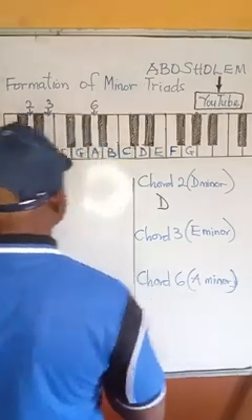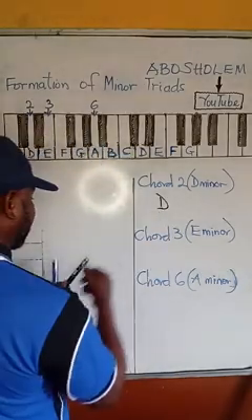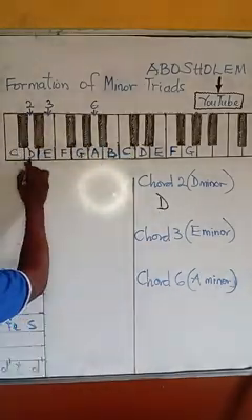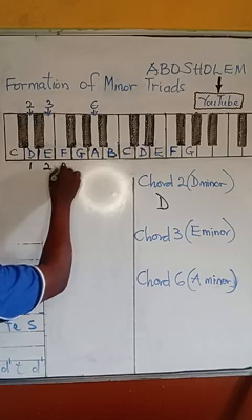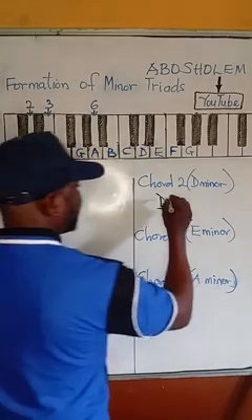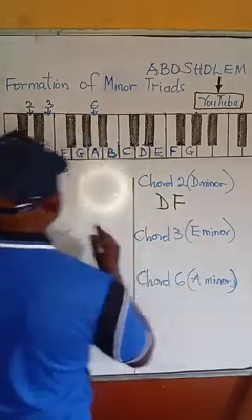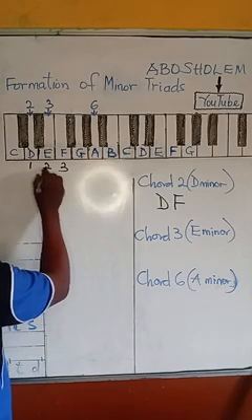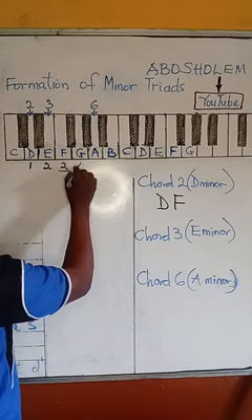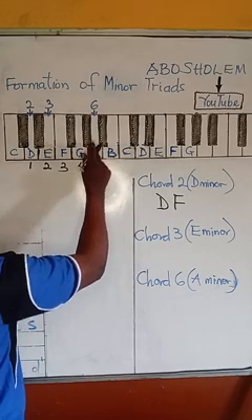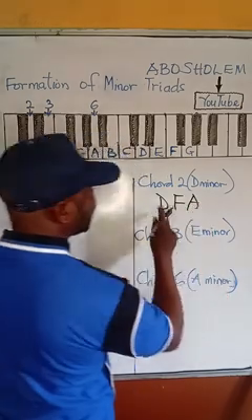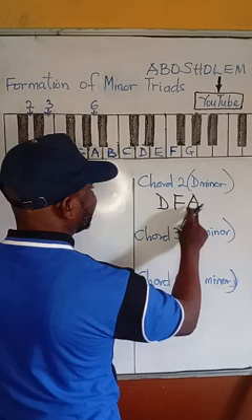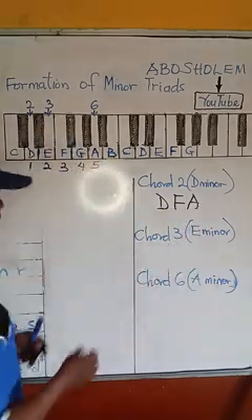Now let's go. From the root, which is D, this is D. 1, 2, 3. F is the second note. And 5 steps. 1, 2, 3, 4, and 5, which is A. A is the third note. So you're having D, F, A. D, F, A.